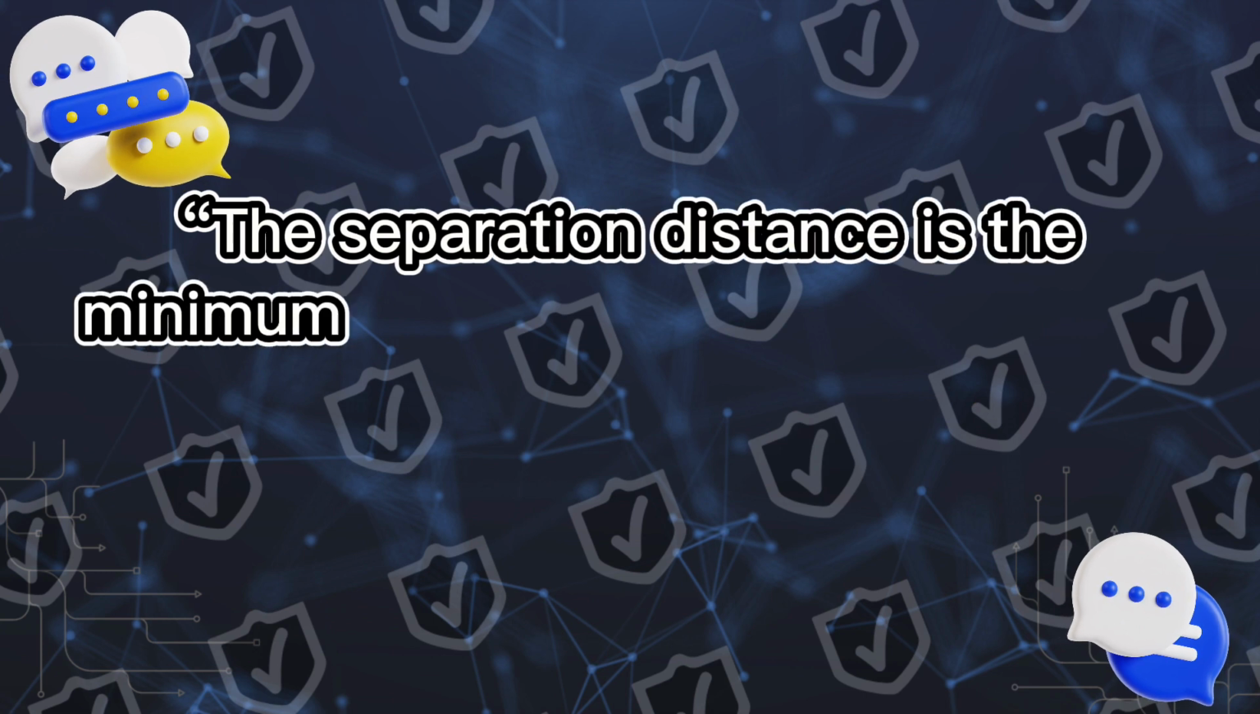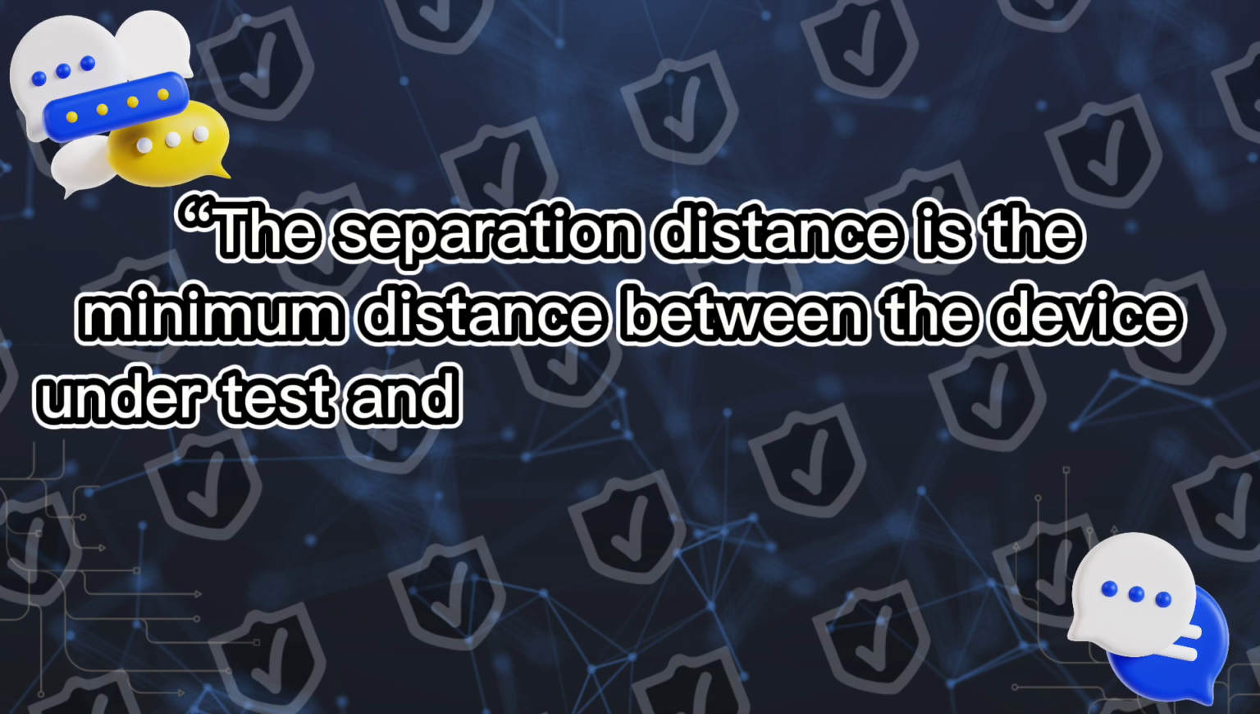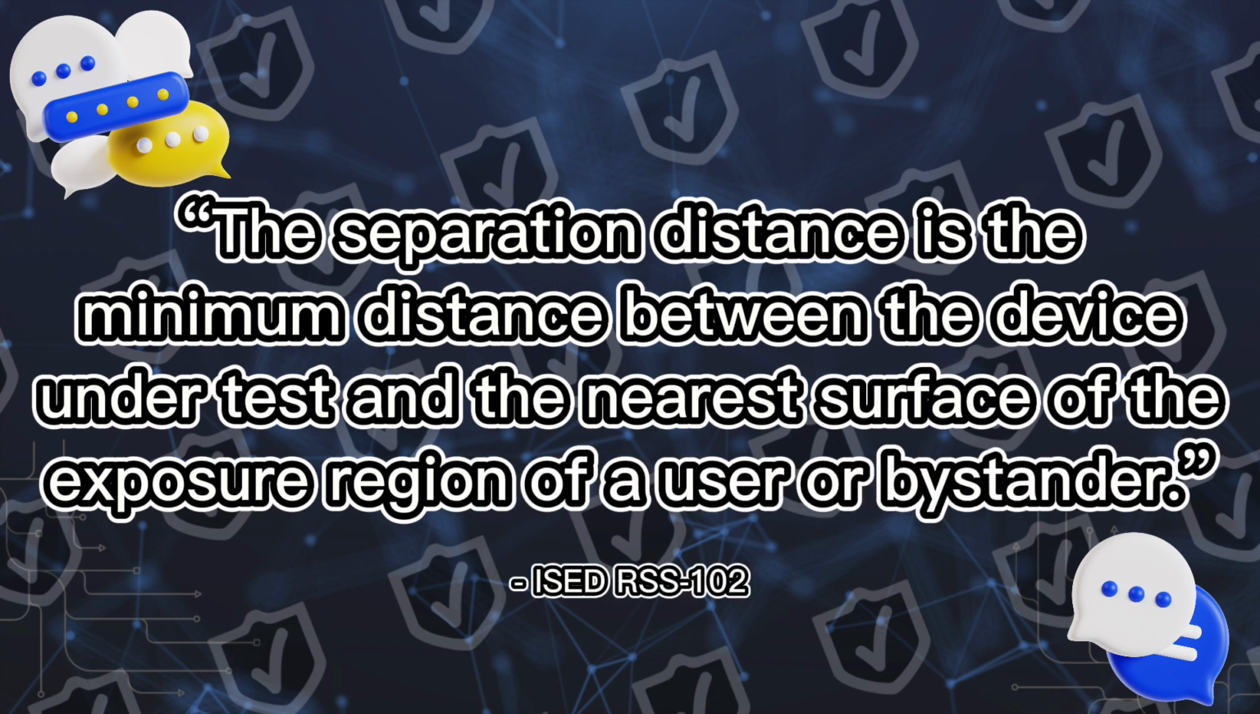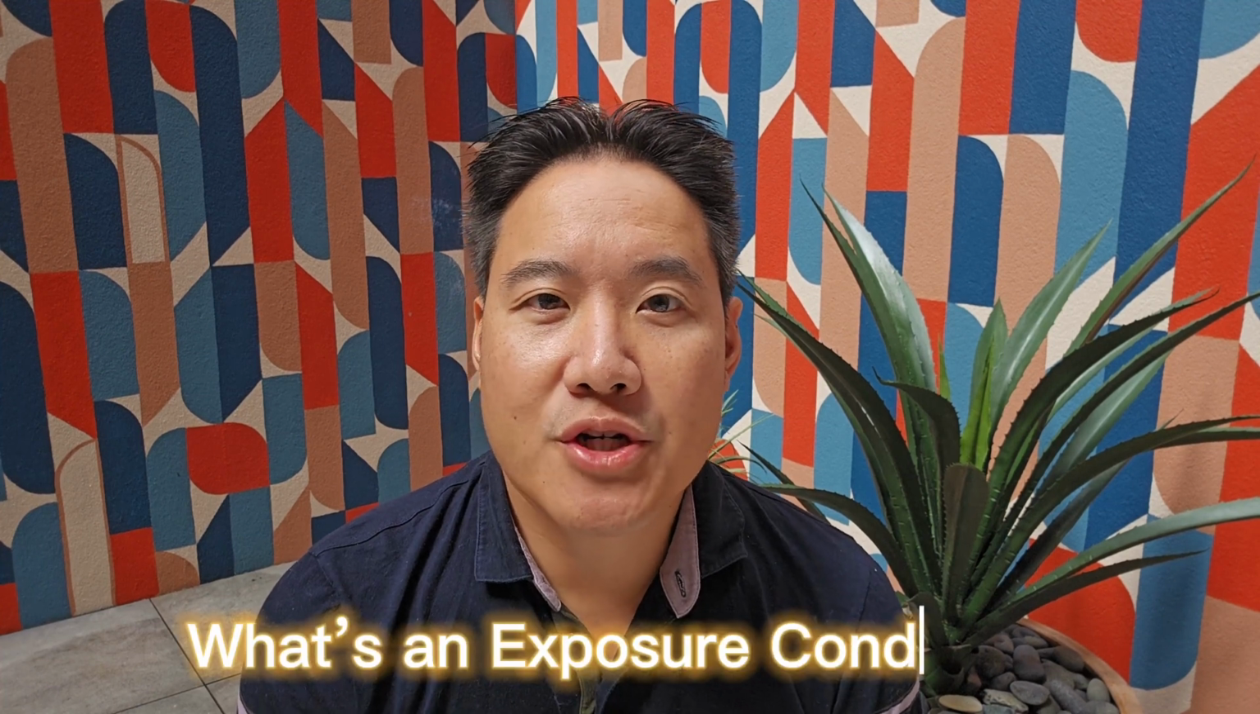Alright, so according to RSS-102, the separation distance is the minimum distance between the device under test and the nearest surface of the exposure region of a user or bystander. And this is based on the specific user exposure condition. So what's an exposure condition?